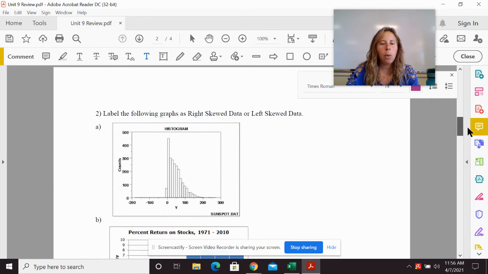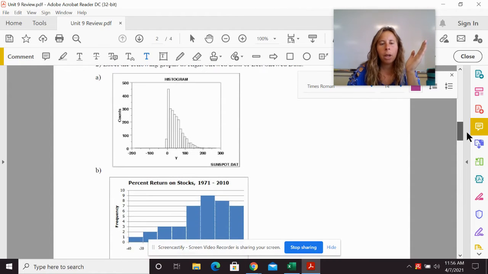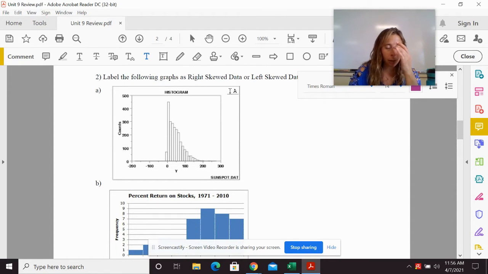Number 2, you are labeling the following graphs as right skewed data or left skewed data. Okay, so remember when you're talking about skewed data and you're looking at histograms, which we are, you're looking at which way does the tail go? Which way does the tail end of the data go? That's the way it's skewed, all right? So on A, which way is our tail going? Is it going to the right or to the left? It's going to the right. It's decreasing, and it's getting smaller and smaller to the right. So this is right skewed.